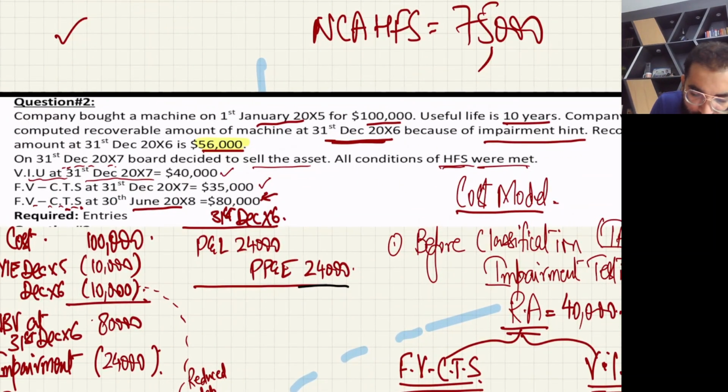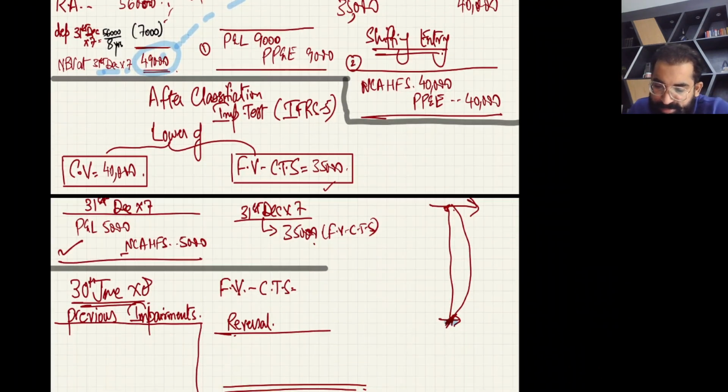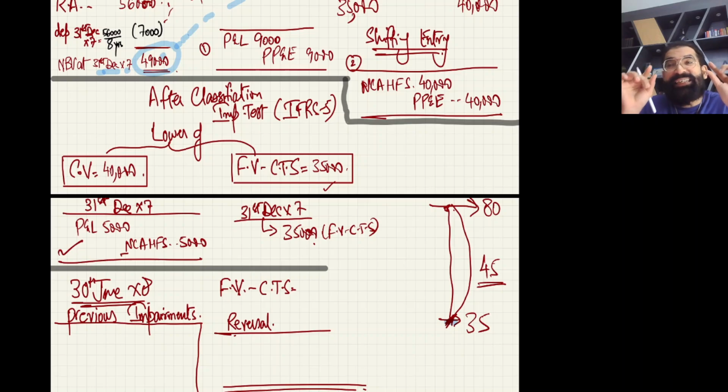The fair value less cost to sell at 30th June X8 is 80,000. Now reversal is there. See, wait. We are at, please, I just need your efforts now. It's little efforts. 35, and now the new fair value is 80. So apparently we can do 45 upward. Apparently it looks like we can go 45 upward, but yes, for reversal there is a limit.